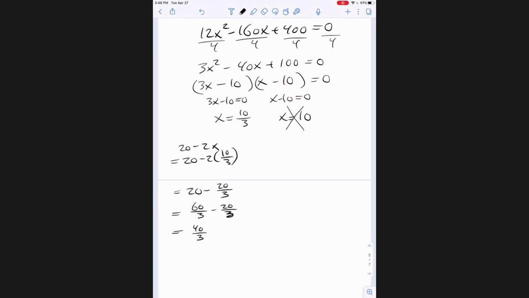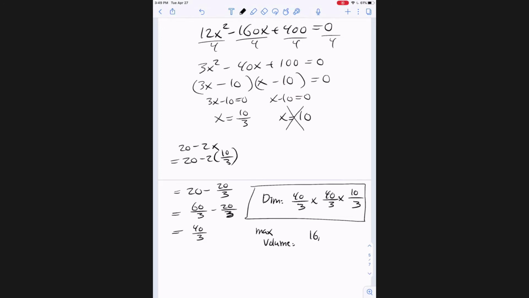So that's the width and the length, 20 minus 2x. So the dimensions should be 40 over 3 by 40 over 3 by the height, 10 over 3. These are the dimensions of the box, width, length, and height. That will maximize the volume. What is the maximum volume? Well, whatever the product of those three numbers are, which would be 16,000 over 27 cubic inches.